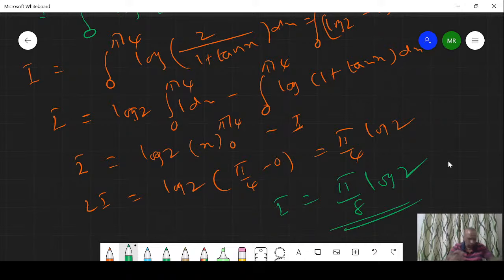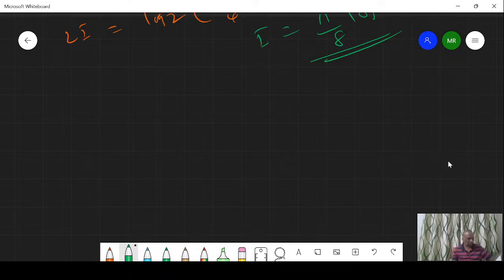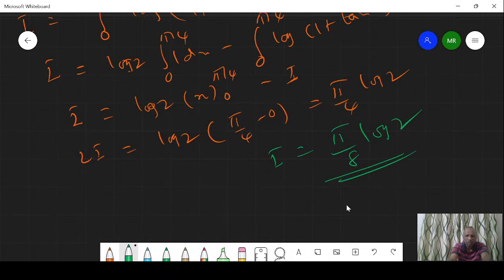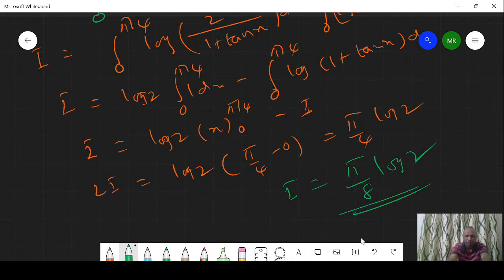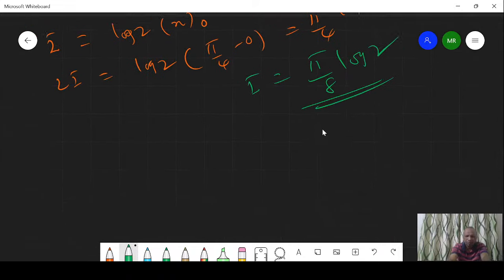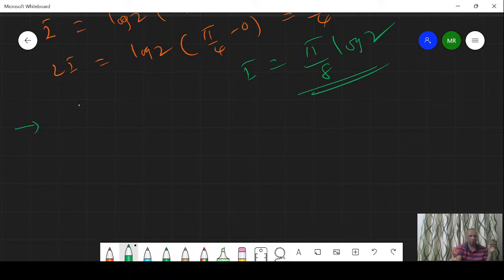Alright. Next one. I can do that. Integral e power tan inverse x. This is the thing here. We have completed this. Next, integral e to the power of tan inverse x into 1 plus x square by, I can write 1 plus x square dx. This is the problem I have taken here.